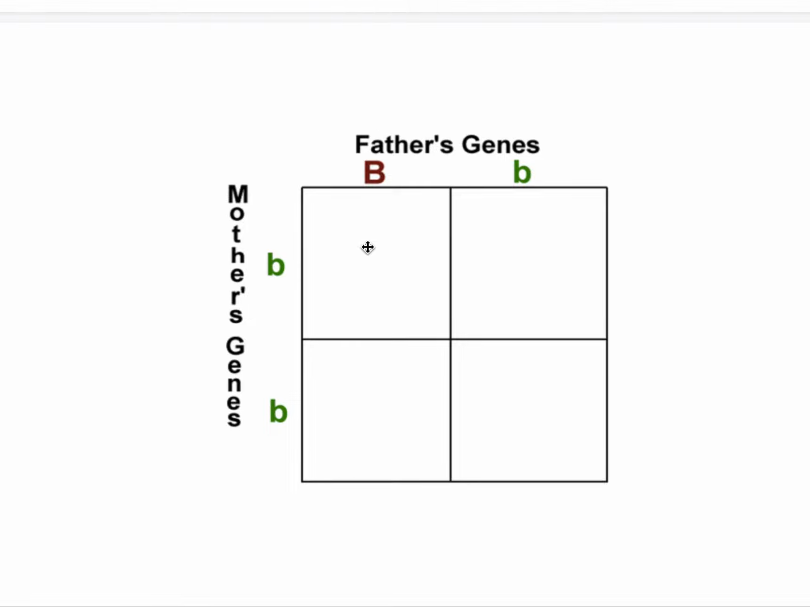So for this column, for example, father's going to have uppercase B. Father will give this column an uppercase B. And for this row, mom will give a lowercase b. So in this cell, for example, it's going to be uppercase B, lowercase b. For this one, it's going to be uppercase B, lowercase b. Here, lowercase b, lowercase b. Here, lowercase b, lowercase b.